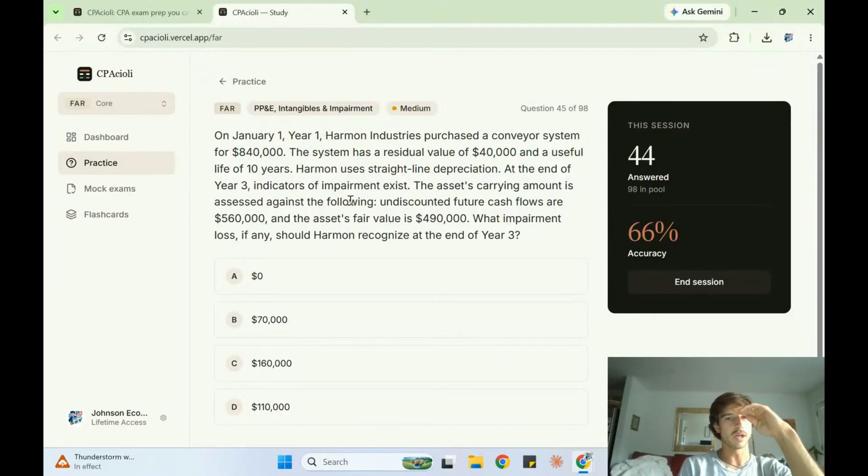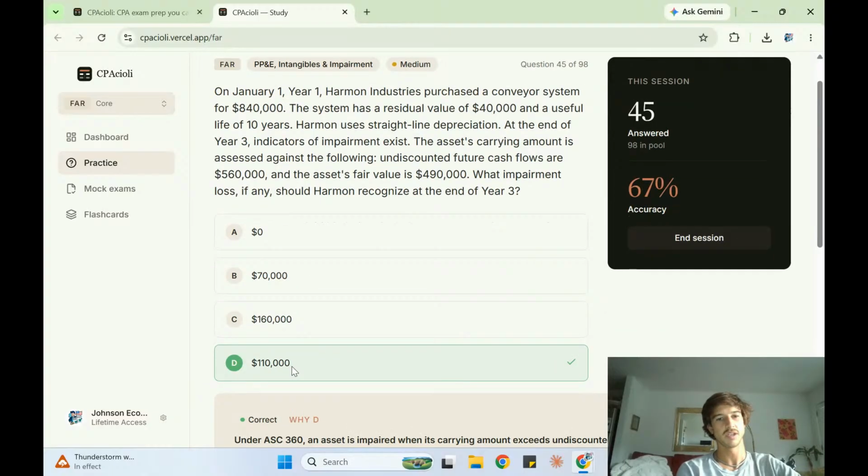Okay, so I think I learned this. If undiscounted future cash flows are lower than the carrying value, which is 600,000 because it's the 240 depreciation subtracted from the 840, then impairment exists. Since 560 is less than 600, impairment exists. To see the value of the impairment loss, you do the 600 minus the fair value of 490, which is 110,000. So it should be D. Nice.